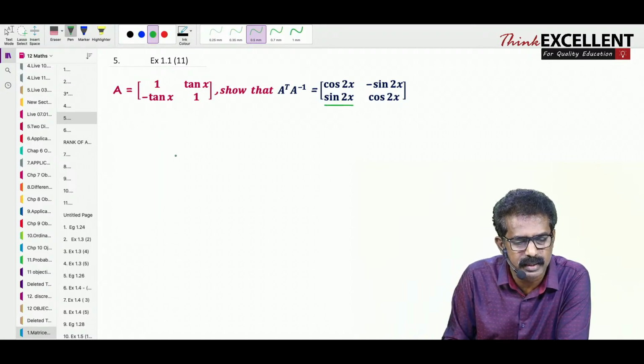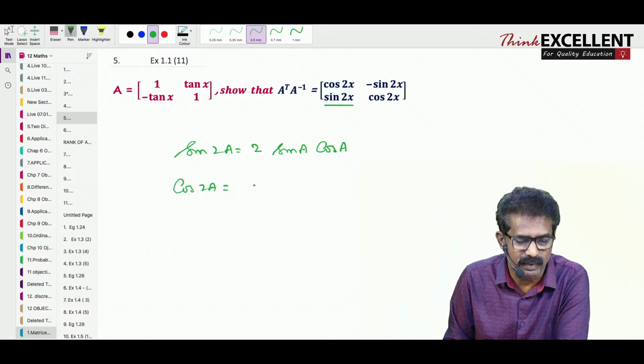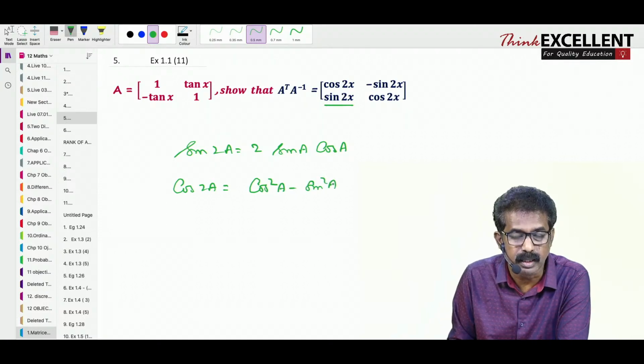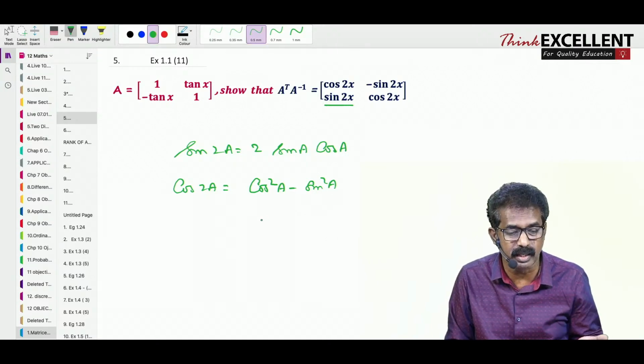sin 2a ஃபார்முலா. sin 2a, what is sin 2a? 2 sin a cos a, right? 2 sin a cos a. cos 2a, actually there are 4 formula. அதில் first formula cos square a minus sin square a. Second one, another formula 2 cos square a minus 1, 1 minus 2 sin square a, right? Another formula in tan.